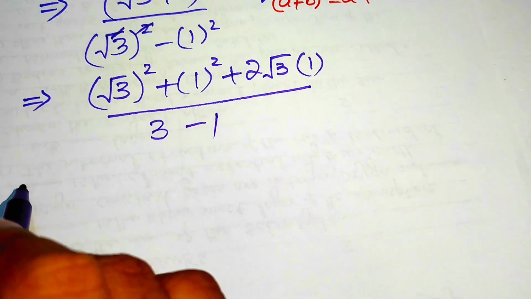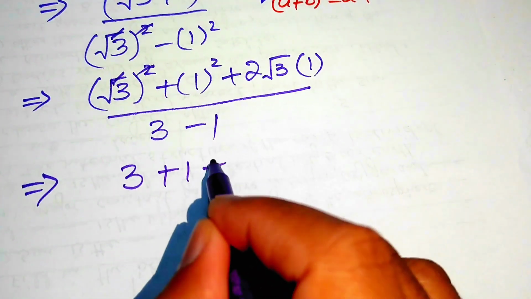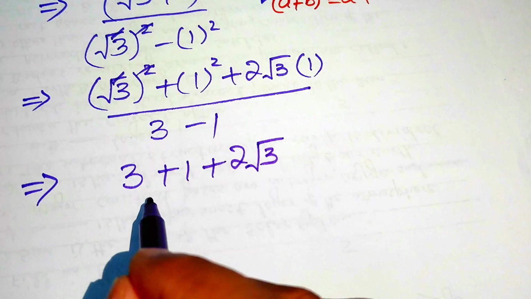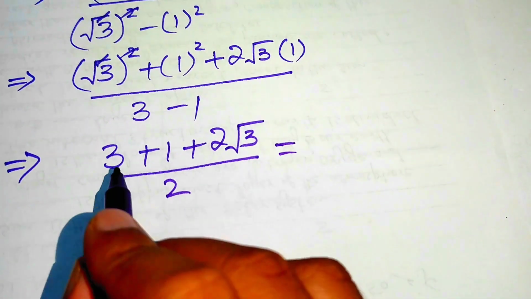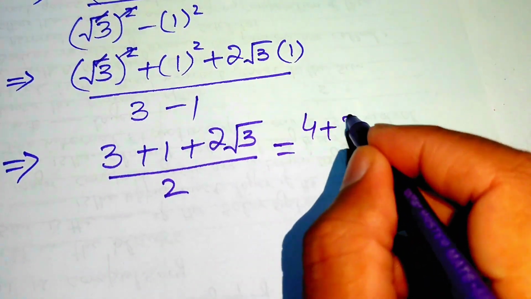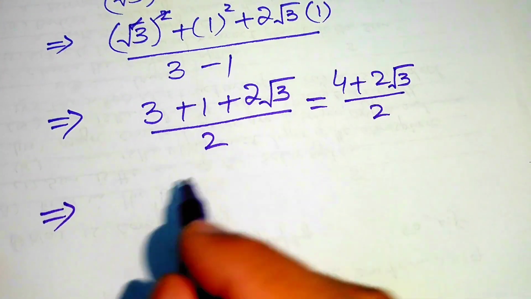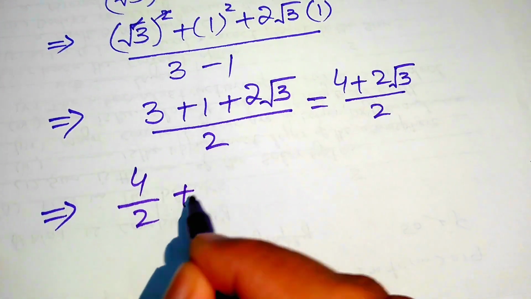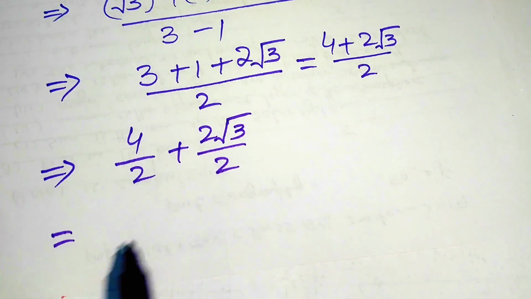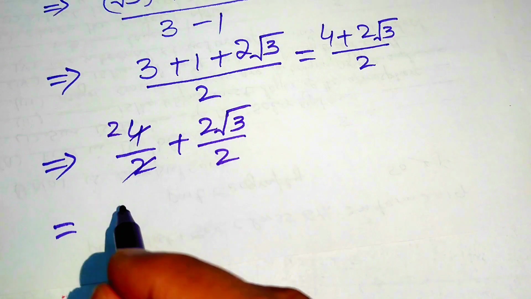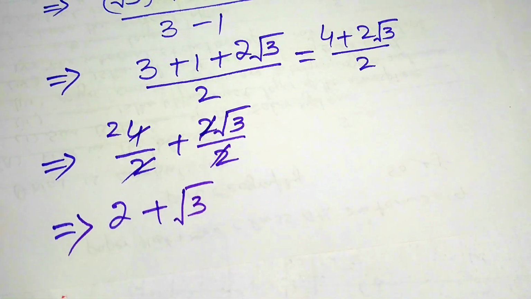So now we again need some simplification. So these 2 and square root are gone, and we obtain 3 plus 1 plus 2 times square root of 3 divided by 3 minus 1 equals 2. And we obtain 3 plus 1 is 4 plus 2 times square root of 3 divided by 2. And here we separate the terms, and we write it as 4 over 2 plus 2 times square root of 3 over 2. So this gives us the final answer, and it is 2 times 2 is 4, and this 2 and 2 are gone, and we obtain square root of 3.